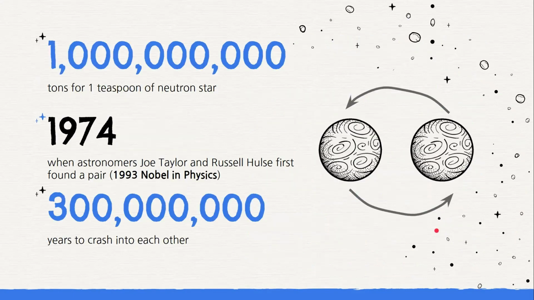So, what are neutron stars? Neutron stars are compact neutron-packed cores left over when massive stars die in supernova explosions. They're very dense, around a billion tons for one teaspoon of a neutron star. So you can imagine Mount Fuji in a cup of coffee. It was back in 1974 when astronomers Joe Taylor and Russell Hulse first found a pair, which got them a Nobel Prize in physics. And it took them a very long time, 300 million years, to crash into each other.